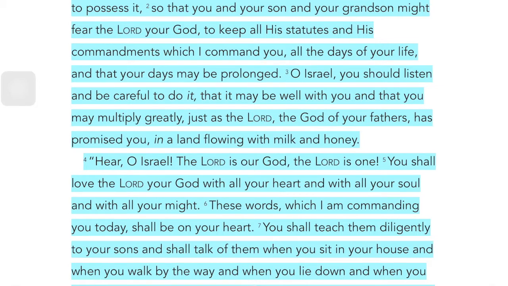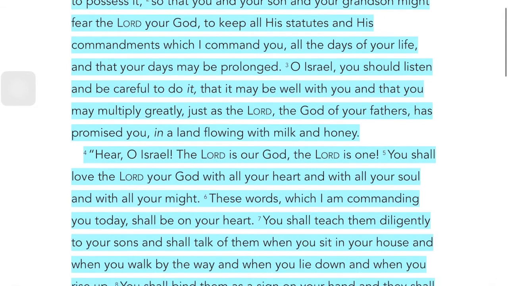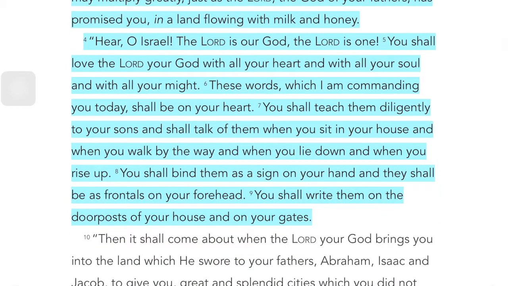O Israel, you should listen and be careful to do it, and that it may be well with you, and that you may multiply greatly, just as the Lord, the God of your fathers, has promised you, in a land flowing with milk and honey. Hear, O Israel, the Lord our God, the Lord is one. You shall love the Lord your God with all your heart, with all your soul, and with all your might.